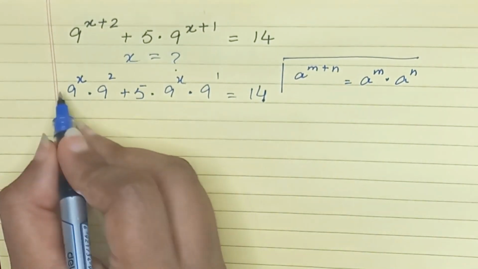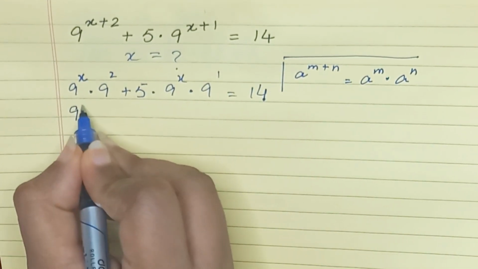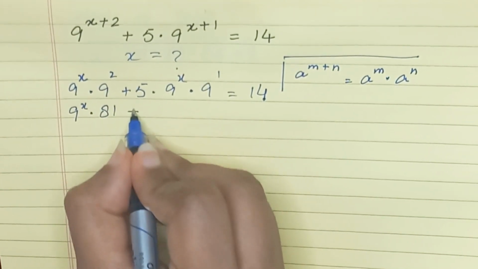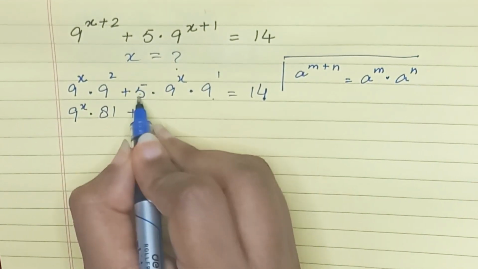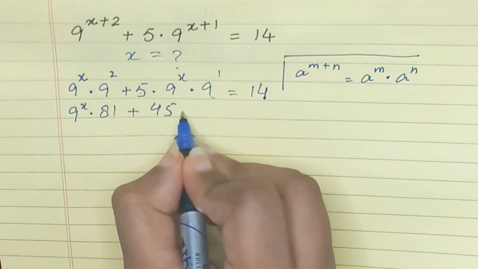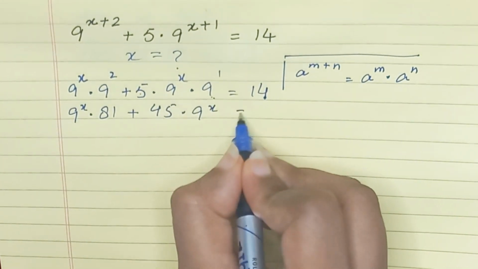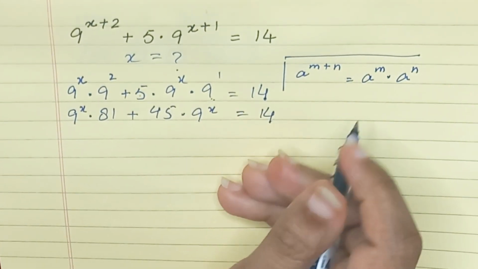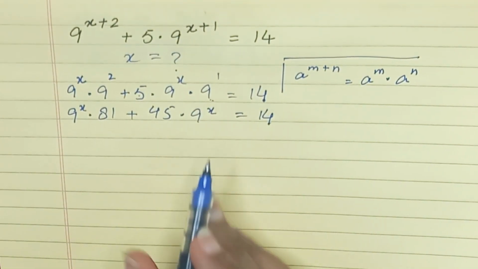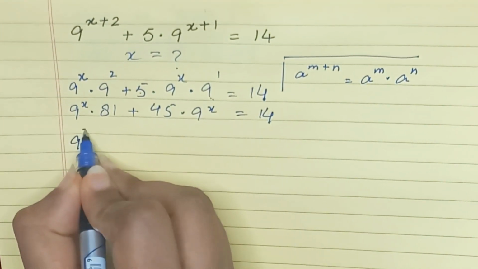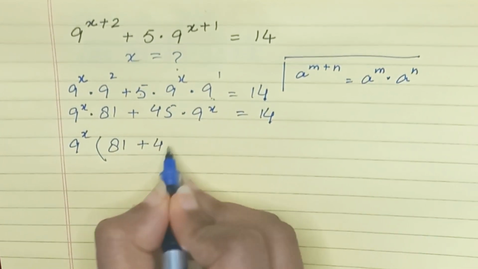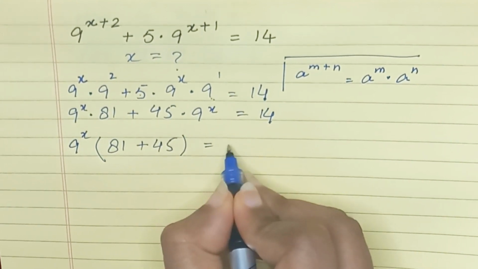So from here it will become 9 raised to the power x into 9 squared, which means 81, plus 5 and 9 will be multiplied, so 5 times 9 is 45, into 9 raised to the power x, which is equal to 14. So from these two terms we have common 9 raised to the power x. So we have left 81 plus 45, which is equal to 14.